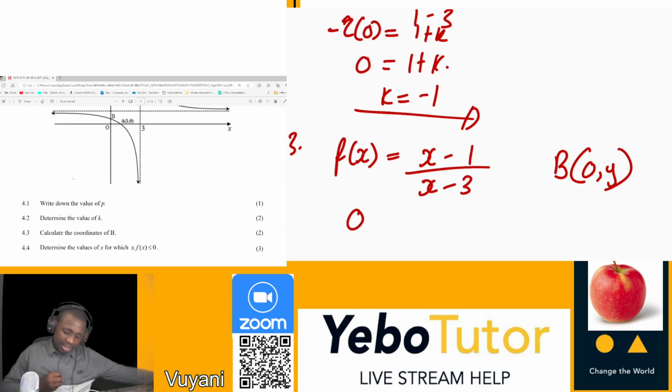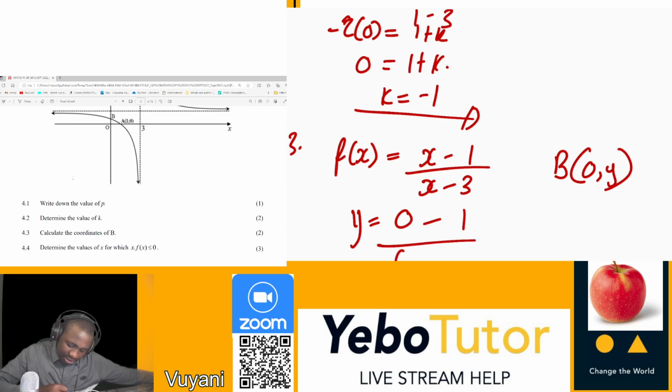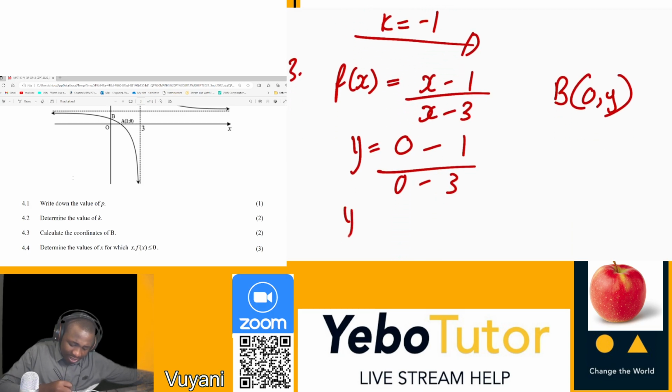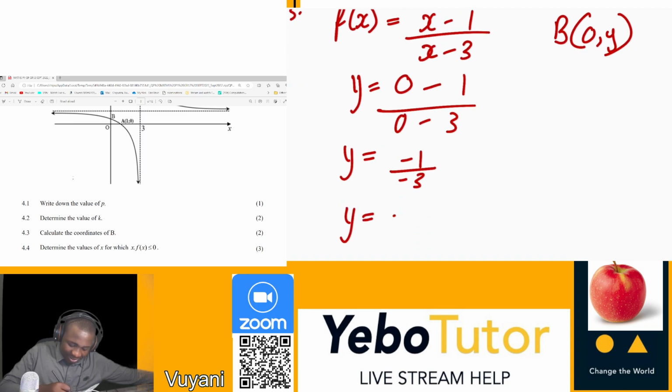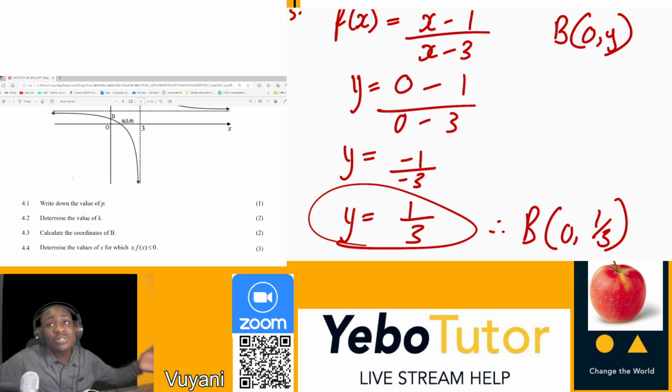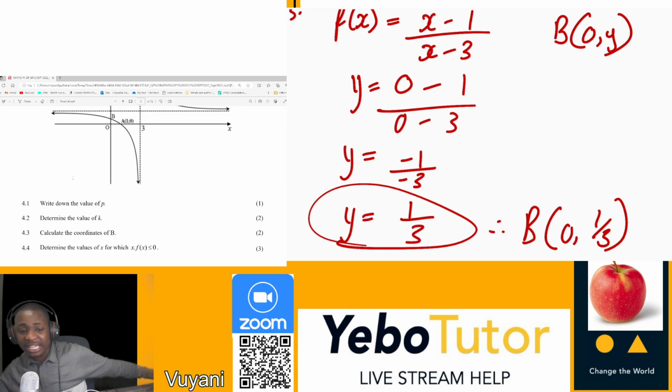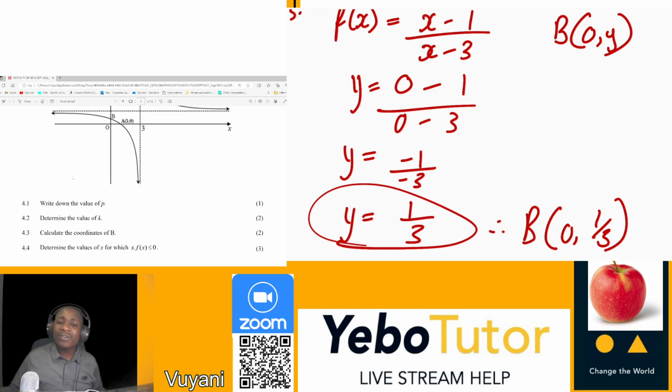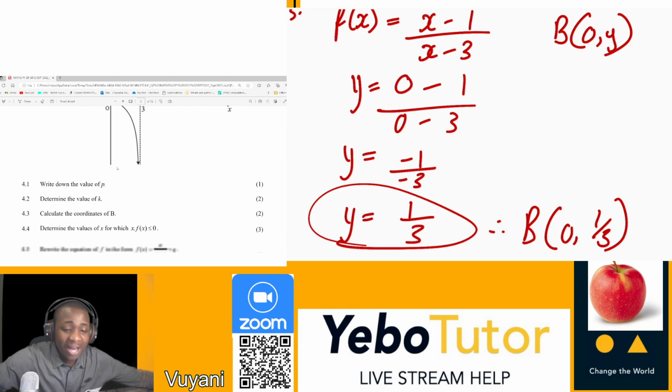So we say y is equal to, where there's x, we place a 0 there: 0 minus 1 divided by 0 minus 3. Then y is equal to negative 1 over negative 3. Then our y is equal to positive 1 over 3. So the coordinates of B will be (0; 1 over 3). You don't have to replace it with decimals like 0.333333 recurring. You can just say it's 1 over 3. You still get your full marks.